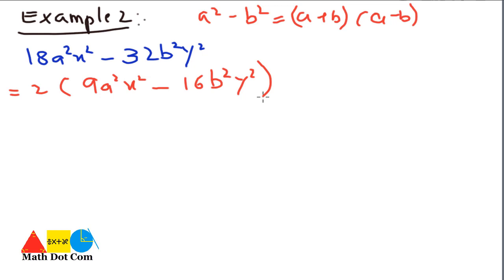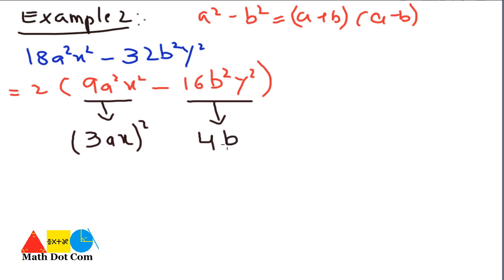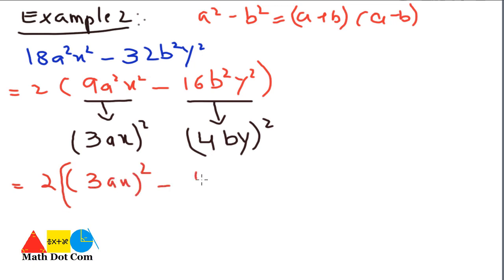Now it is clear that we can make these two terms squares easily. Let's convert them into squares. 9 is the square of 3, and a is already a square and x is also a square. So we will write (3ax) whole square. Then 16 is the square of 4, and b and y will be written as they are, with the square. This is how we can convert the terms into their squares. So I can write it as 2 into (3ax) square minus (4by) square.